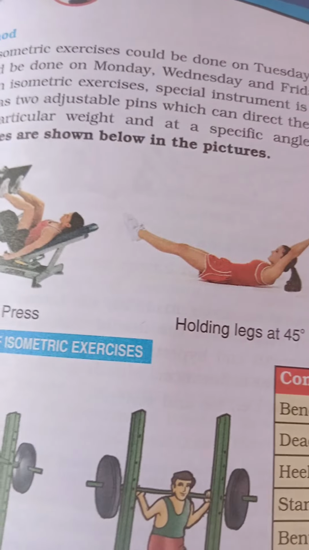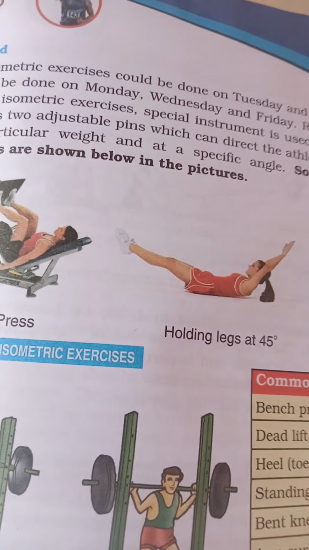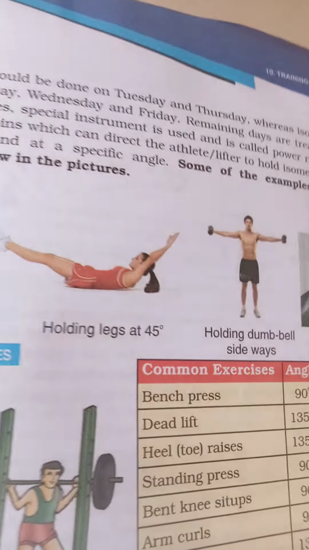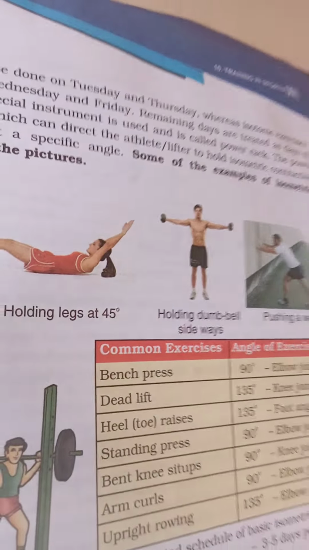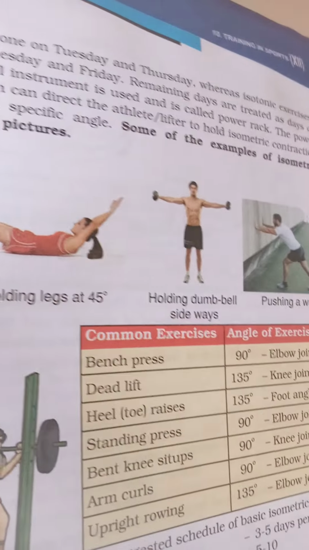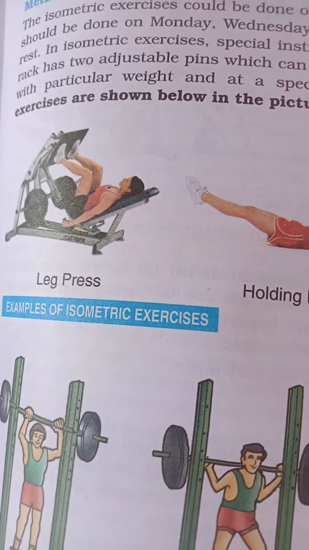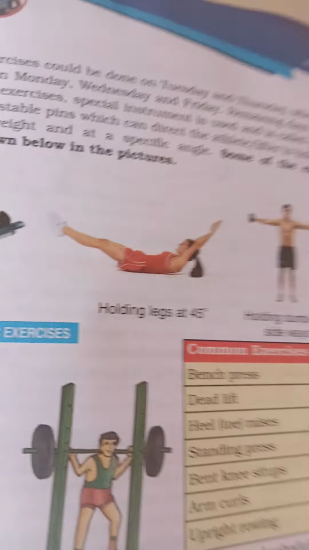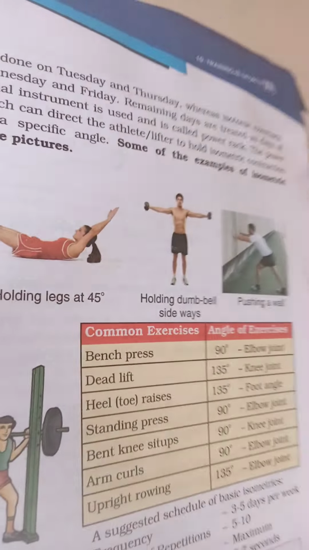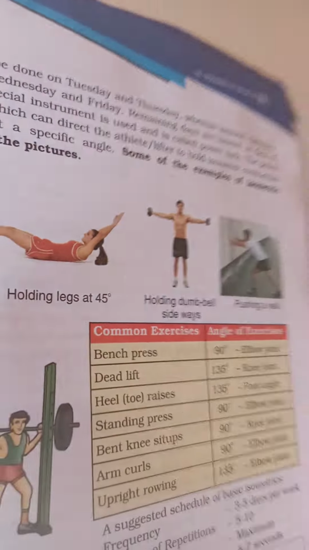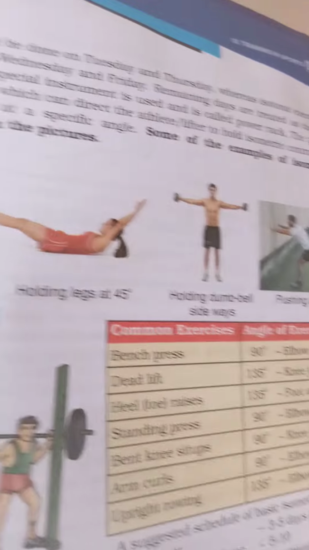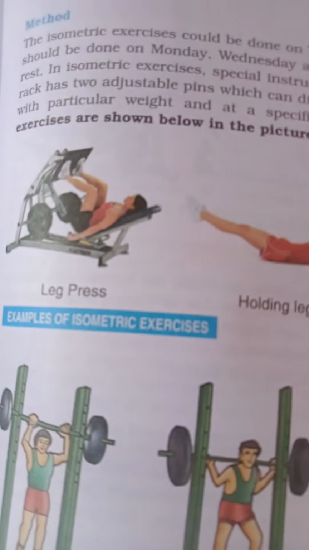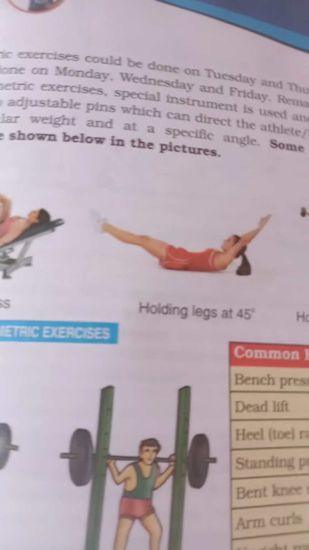In isometric exercises, a special instrument is used and is called power rack. The power rack has two adjustable pins which can direct the athlete lifter to hold isometric contraction with particular weight and at a specific angle.